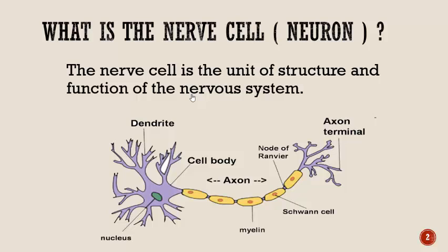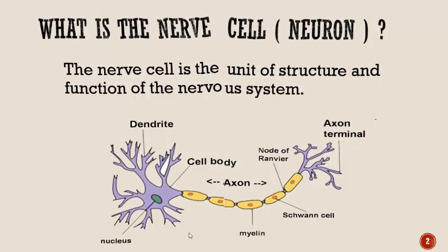That means the nervous system, the brain and spinal cord and the nerves, are all built upon the nerve cell or the neuron. The nervous system unit of structure is the neuron. The unit for doing the function of sensation also is the neuron. This means the unit of structure and function of the nervous system. And here you can see the nerve cell as a whole. We are going to talk about each structure in the nerve cell.